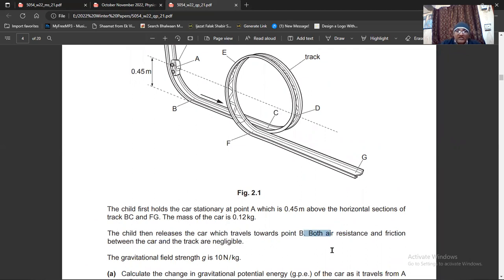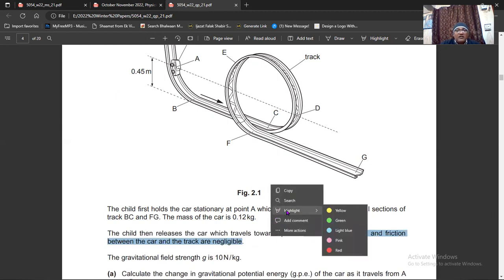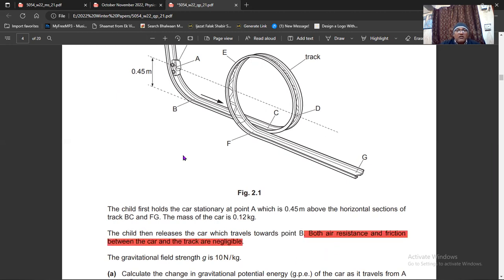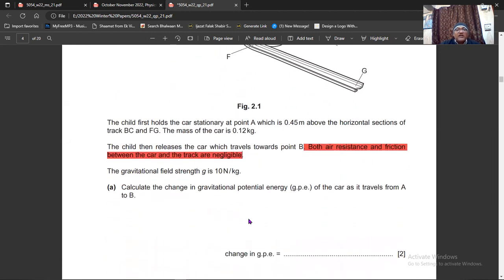So you see, this sentence is very important. Both air resistance and the friction between the car and the track are negligible. The gravitational field strength g is 10 newtons per kg. Calculate the change in the gravitational potential energy of the car as it travels from A to B.